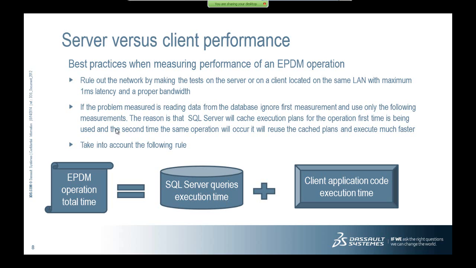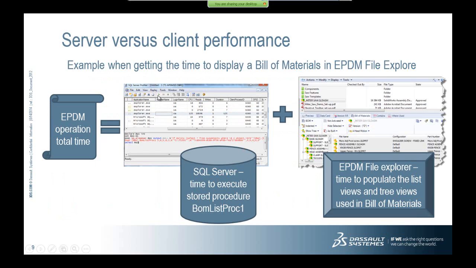Basically, the search will return a number of results, and those results will be loaded in a tree view or a data grid view on the client application, in File Explorer. It will populate a list with the results of your search. So you will see an additional time to populate that list. Here you can see, in support of this, an example for viewing a bill of materials. Let's say that you measure 1 second or 2 seconds to view a bill of materials of a large assembly.